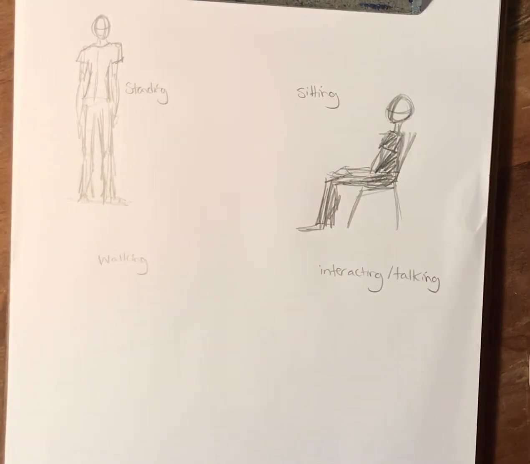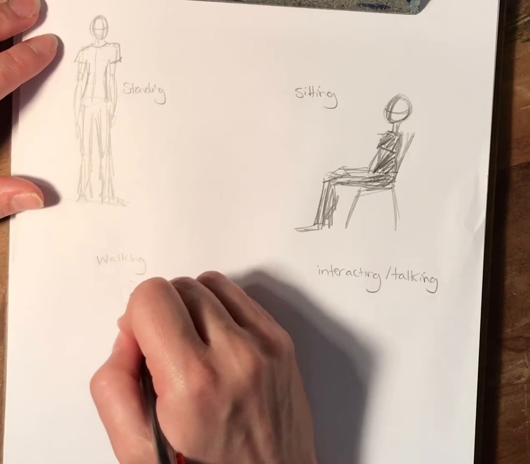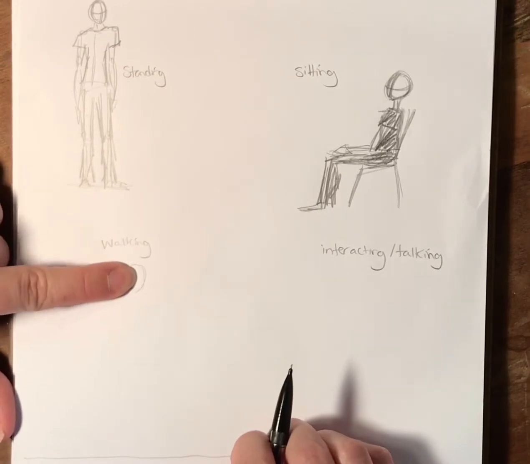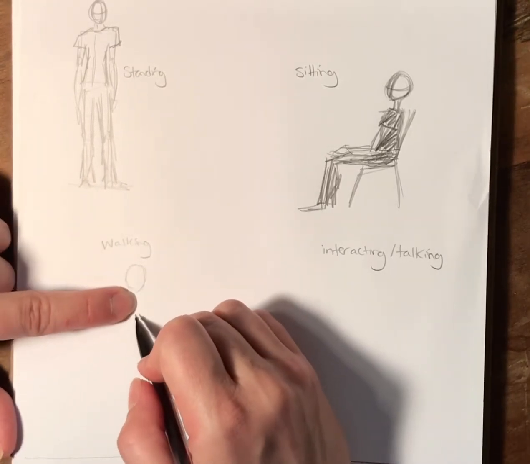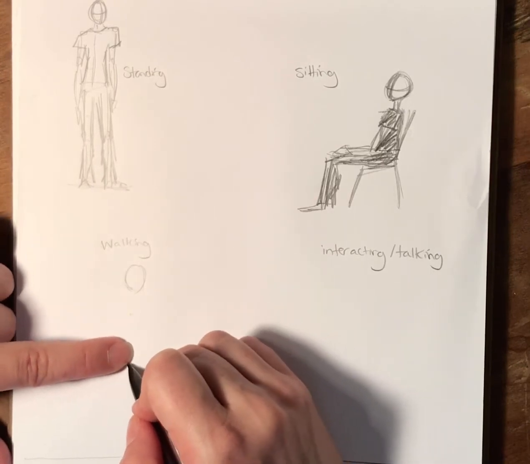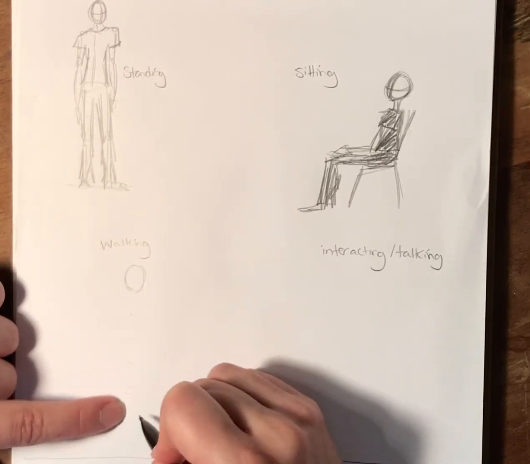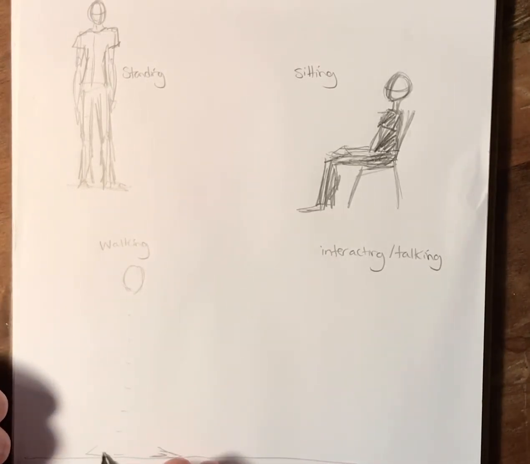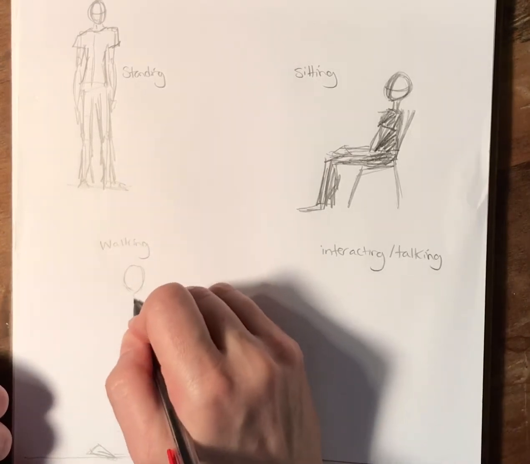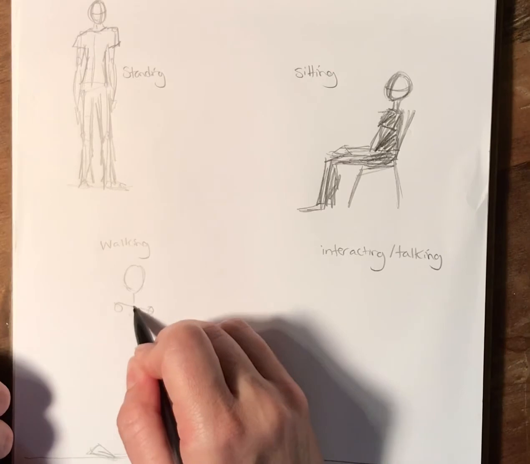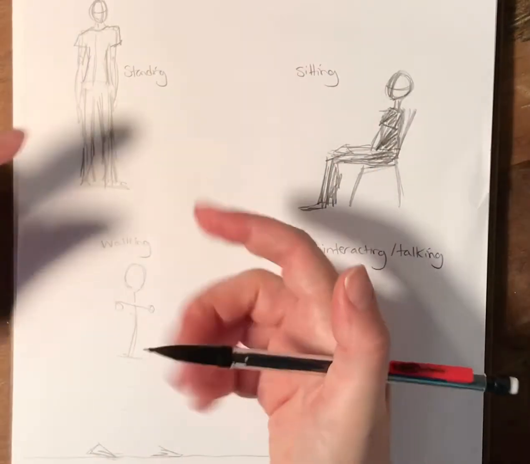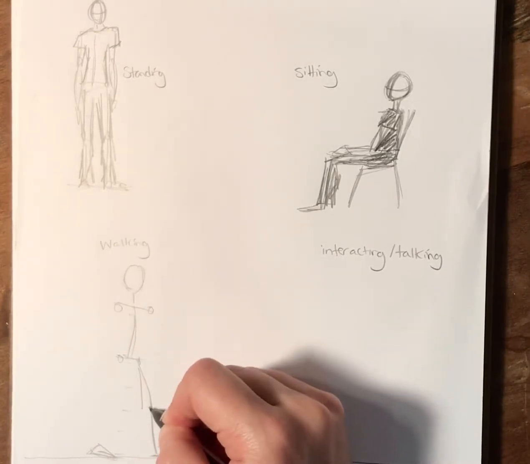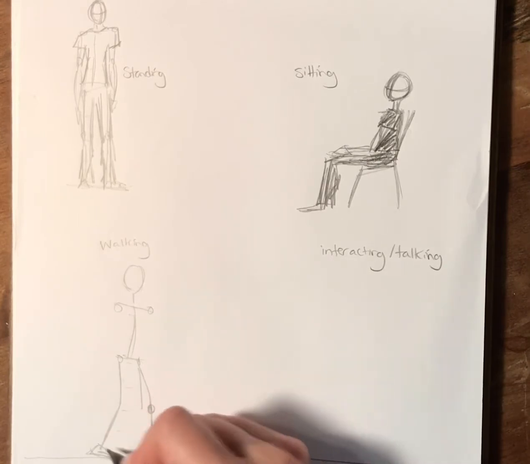Okay, so walking, I'm going to put the head, and I'm going to measure 8 heads just to be careful with the length. 1, 2, 3, 4, 5, 6, 7, 8. Okay, and then I'm going to put 1 foot here and 1 foot behind it. And maybe the shoulders are a little tilted because when we walk, we're not just straight standing. So 1 leg will be here, the other further back.